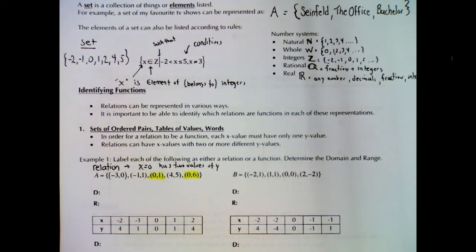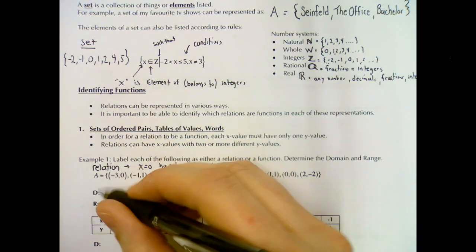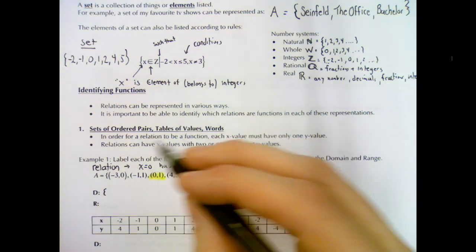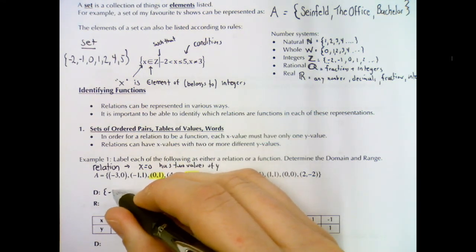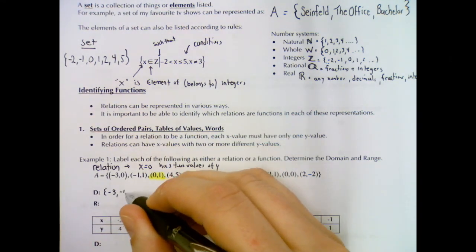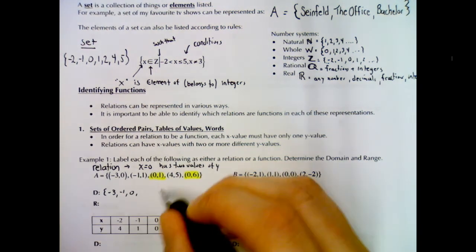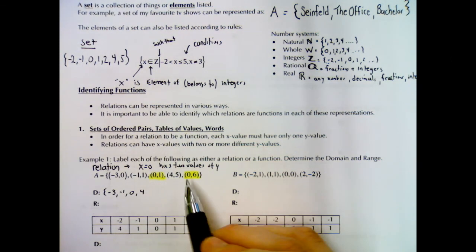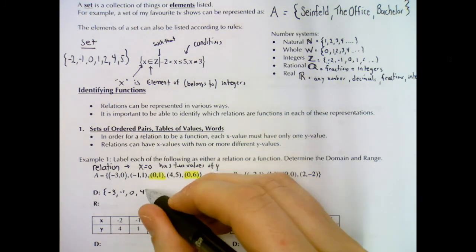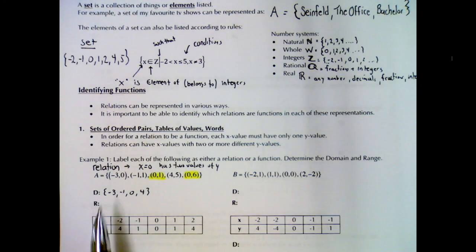To define the domain, what we do is we look at all the different possible values of x. And we've got -3, -1, 0, 4, and 0 again. It's probably easiest just to list those as a set and not use set builder notation. So our set for the domain is -3, -1, 0, 4, and since 0 is listed again, we don't have to list it again in the domain. So those 4 numbers represent our domain.